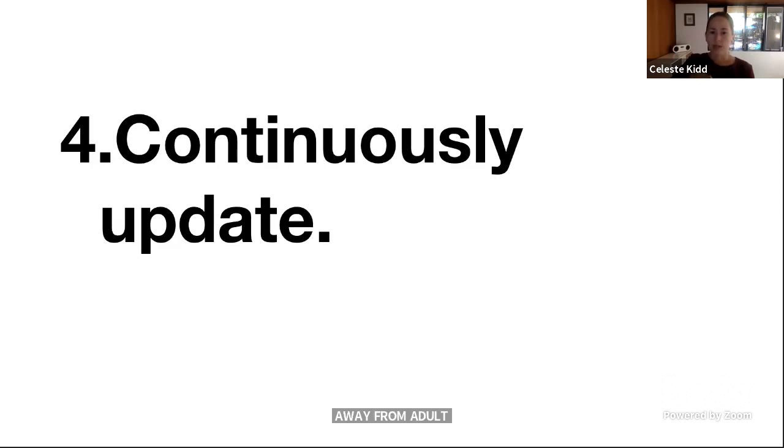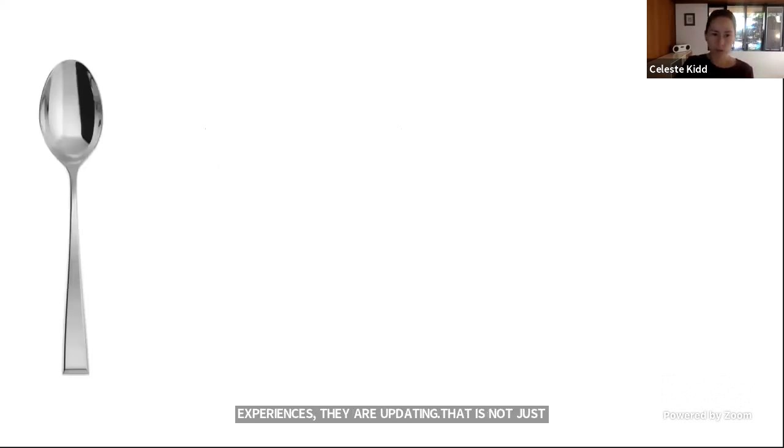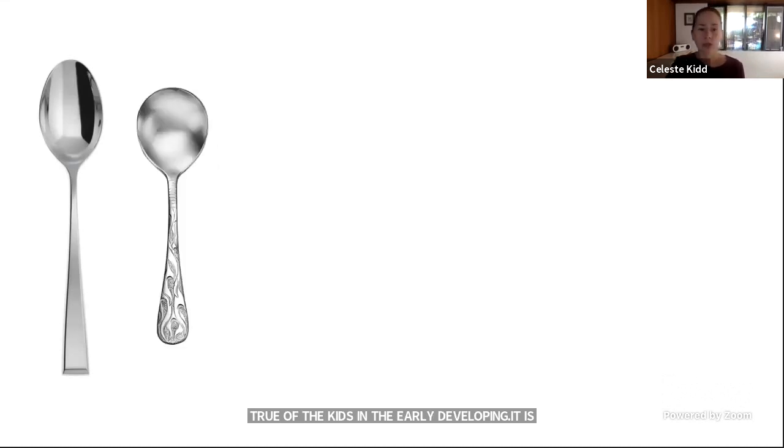With every new piece of data that a kid experiences, they're updating their concept a little bit. And we also have evidence that that's not just true of kids who are in the early stages of building their vocabulary, that's true of adults too. So with something like a spoon, with every spoon that you encounter, you update your concept just a teeny bit.